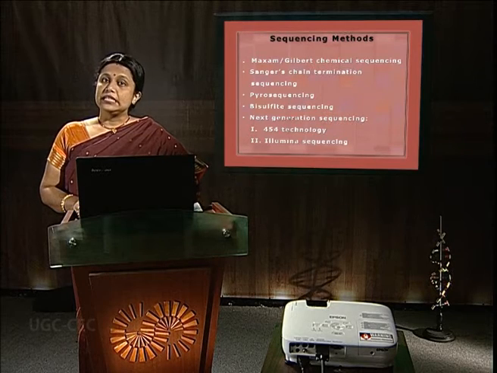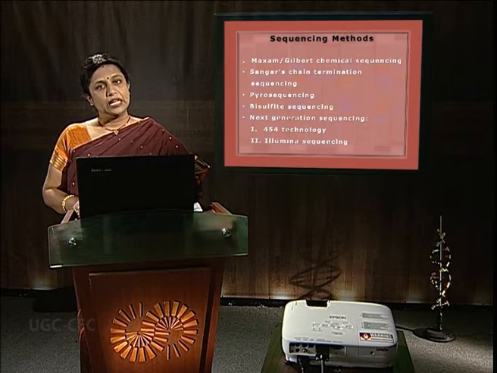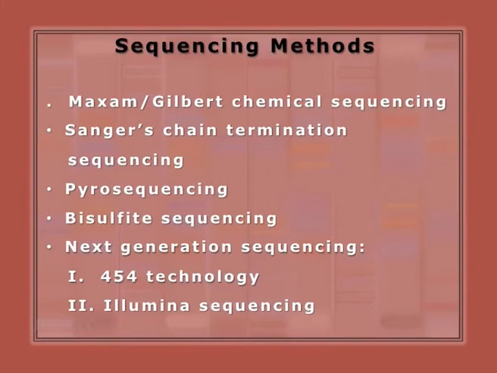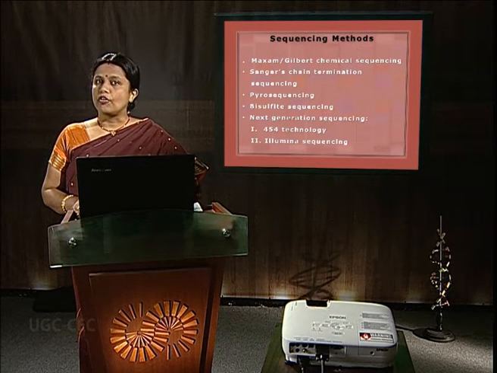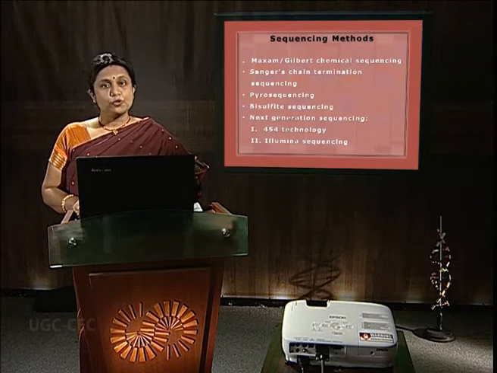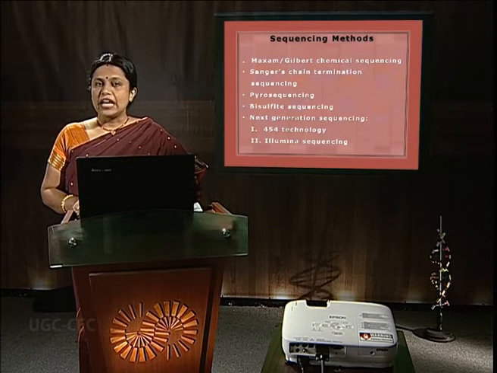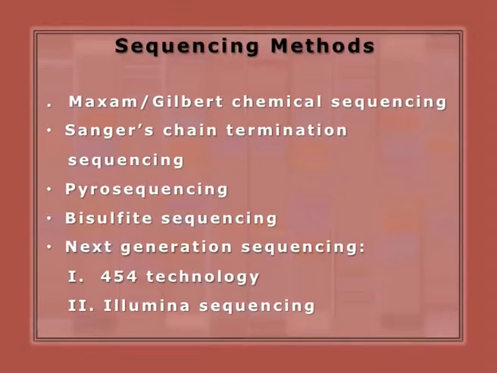There are various DNA sequencing methods available. The first name that comes to mind is Maxam-Gilbert chemical sequencing. Second is Sanger's chain termination sequencing, which is considered the most important development in the field of DNA sequencing, and this principle is still applicable in the high-end sequencing technologies. Third are pyrosequencing, bisulfite sequencing, next generation sequencing, namely 454 technology, and finally Illumina sequencing.